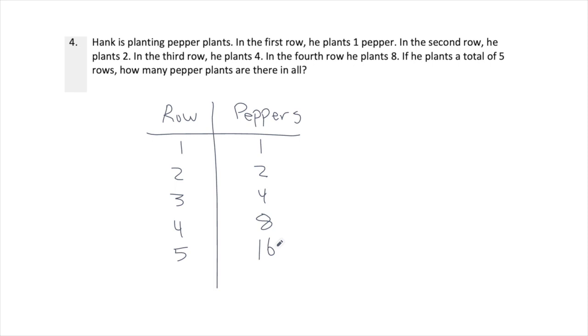To figure out the total number of pepper plants, we can add up all of these numbers. So we can do 1 plus 2 plus 4 plus 8 plus 16. And we get 31. So that means the answer to this problem is 31.